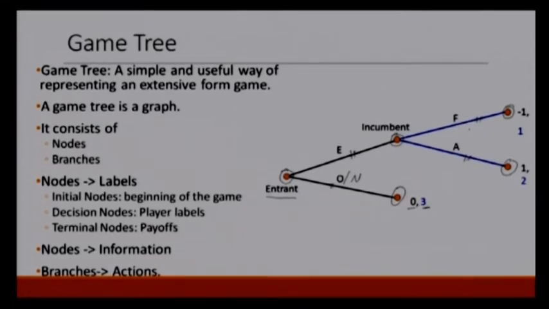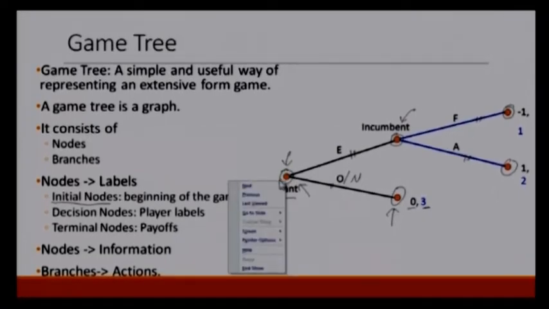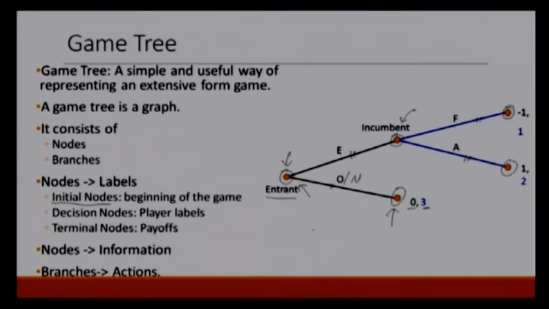There are 3 different kinds of nodes we talk about. One is the initial node. What does it indicate? It indicates the beginning of the game. So here this node is the initial node. Then we have the second kind of node. These are called decision nodes, where players get to take decisions. So players get to take decisions at this node and this node and also this node. Notice that this node is the initial node as well as a decision node. An initial node could very well be a decision node.